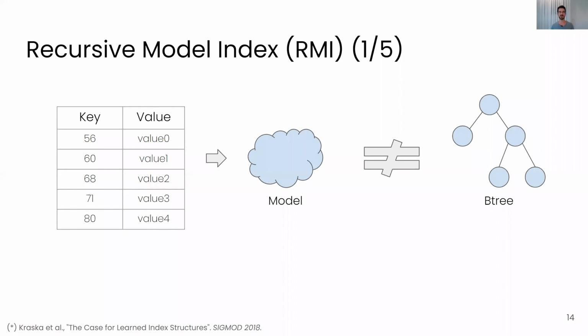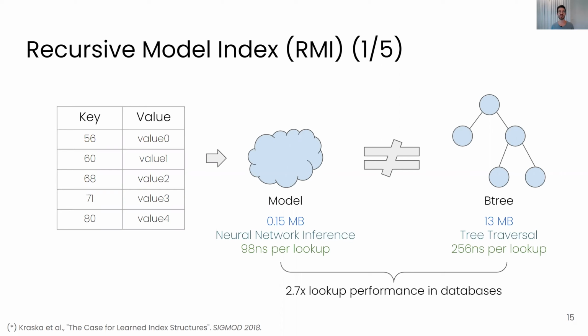A similar concept was proposed in the world of databases and index structures. The technique is called recursive model index, or RMI for short. The concept is simple. Instead of using B-trees for indexing key value pairs, use a machine learning model. RMI trades memory accesses of index structures such as B-trees with neural network inference. And it's successful. It occupies only 1% of the memory of the B-tree, resulting in 2.7x performance gains in databases.